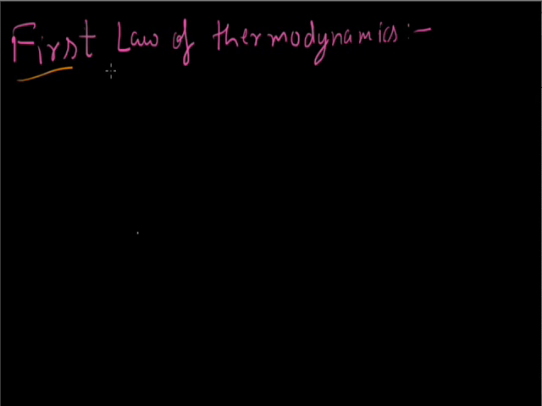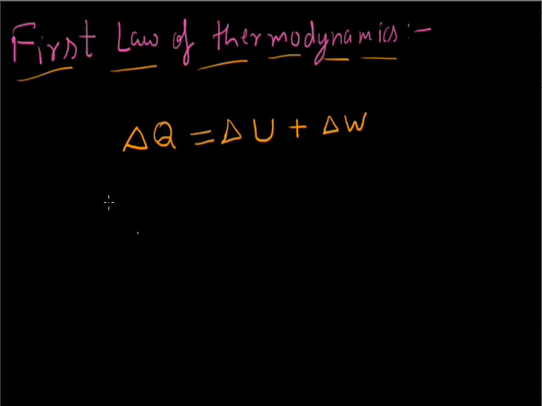In the first law of thermodynamics, we will try to find the relationship between heat, work and internal energy of the system. As per the first law of thermodynamics, the energy of a system will be conserved, and the general principle of conservation of energy is implied. As per the first law, delta Q will be equal to delta U plus delta W.